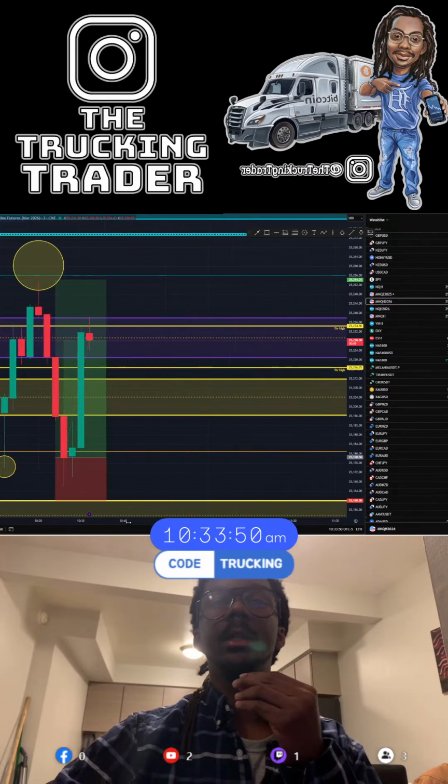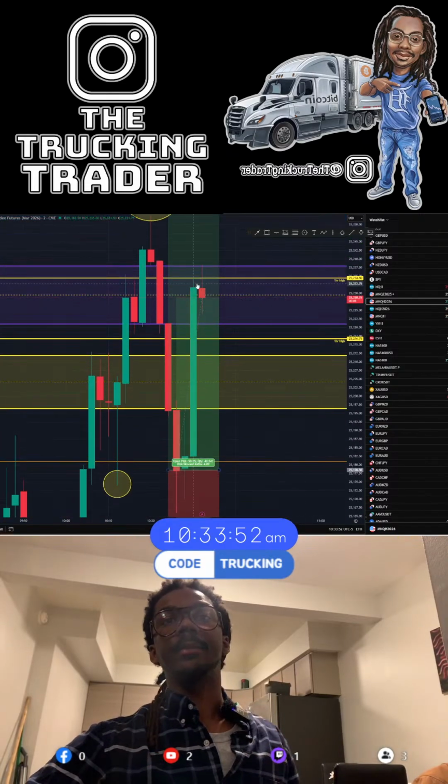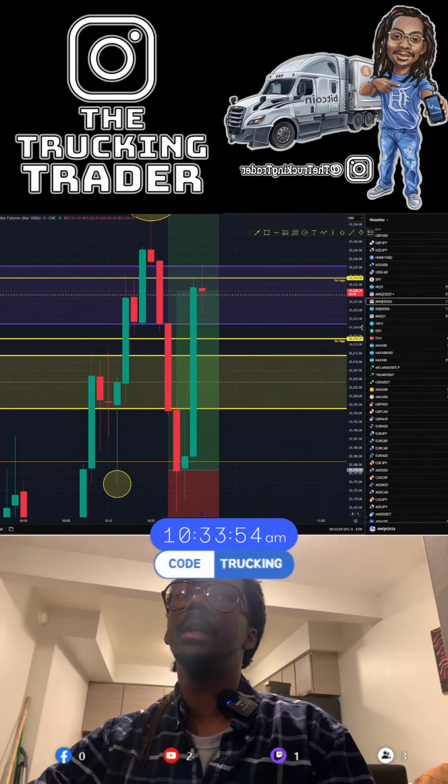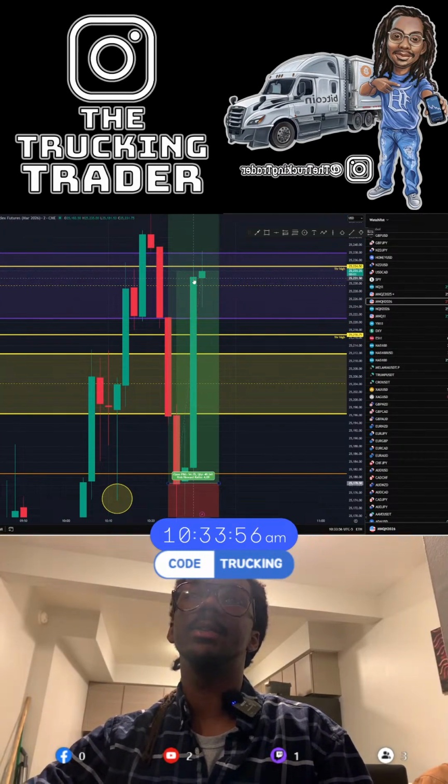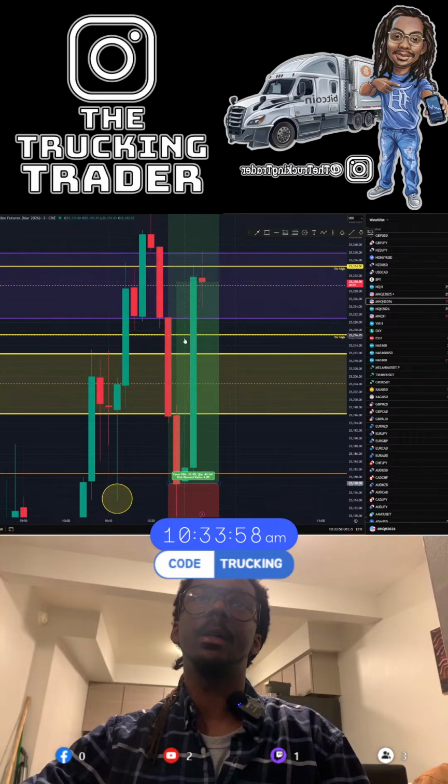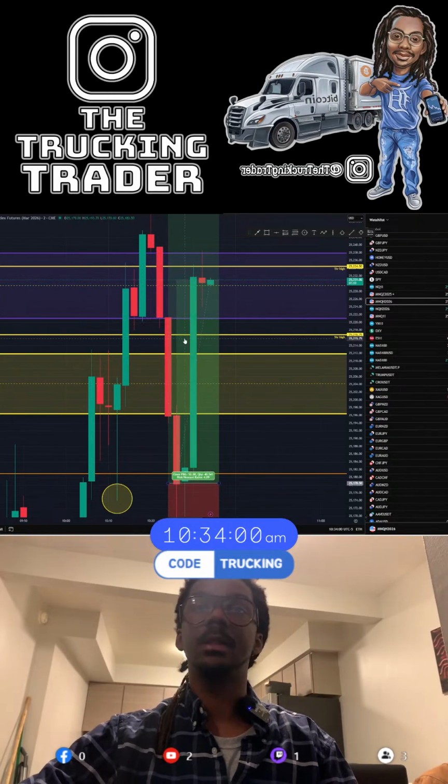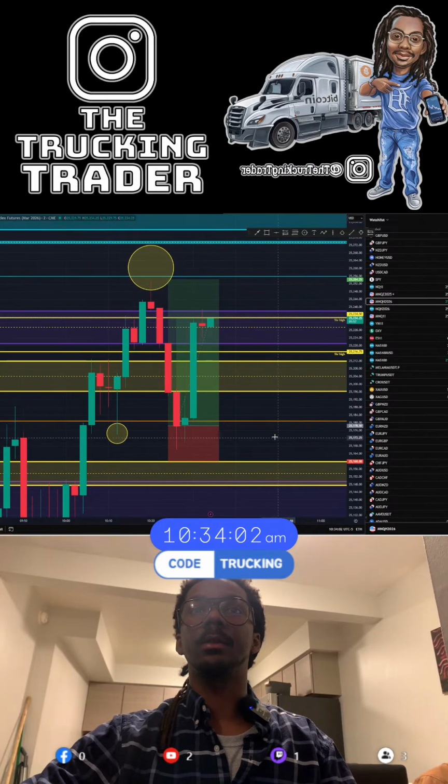For me, the way I use ICT concepts, if I'm looking for the market to go down, I don't want to see a body close above the midpoint of this gap right here. I honestly don't even want to see price touch this gap right here at all.